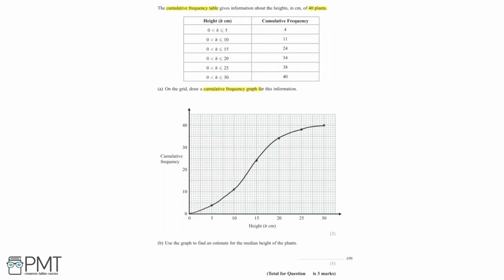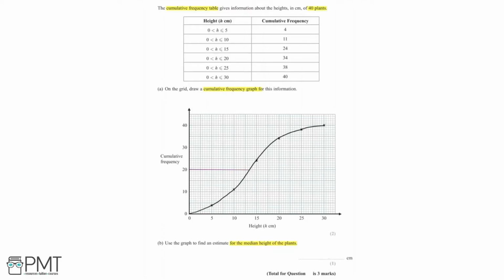Now in part B, we need to use the graph to find an estimate for the median height of the plants. We know that there are 40 plants in total. And to find an estimate for the median height of the plants, we want to find the height when the cumulative frequency is half of 40, because we're finding the median. Half of 40 is equal to 20.